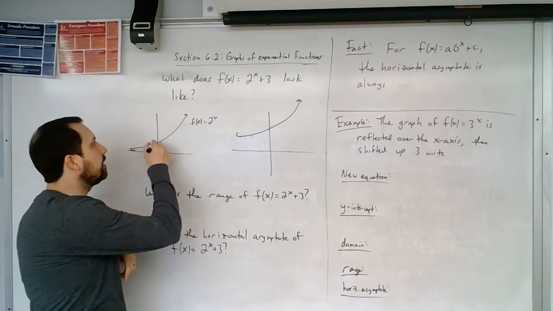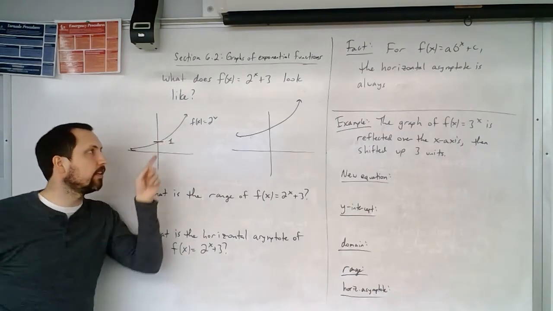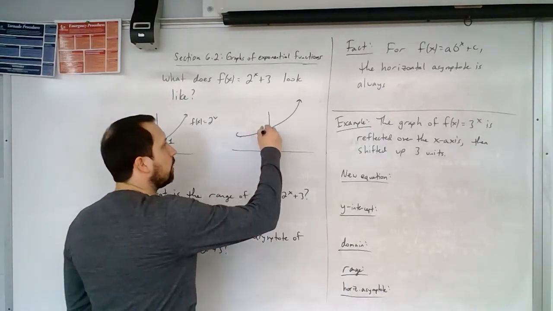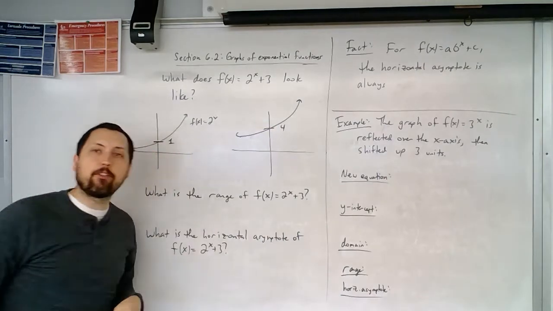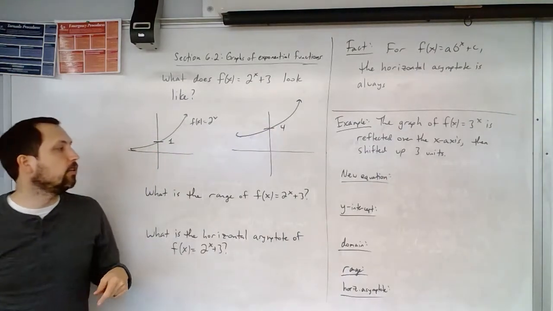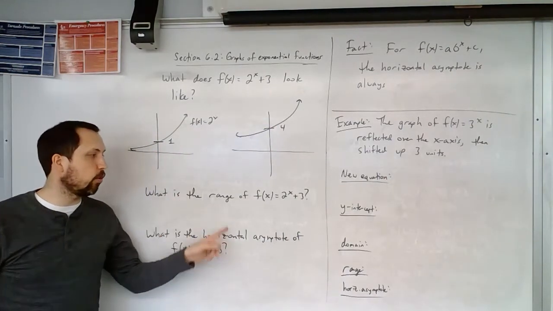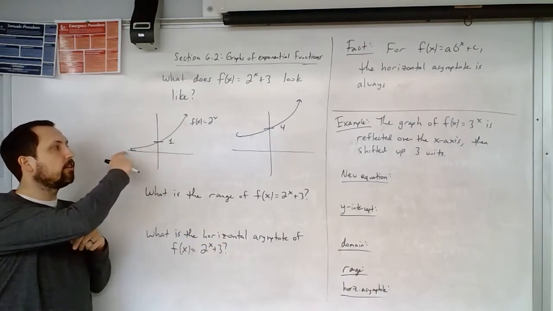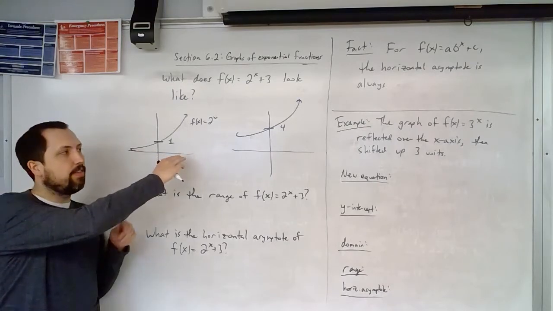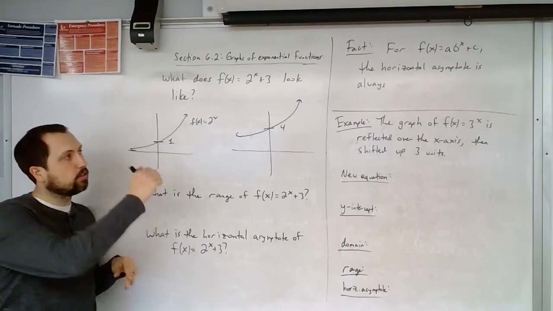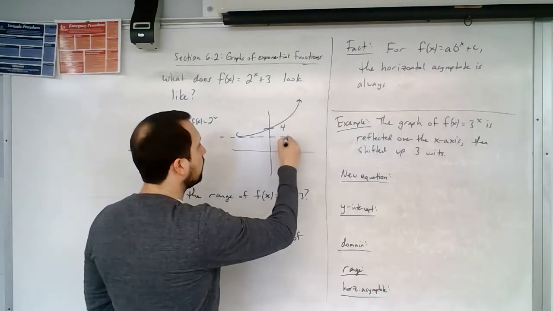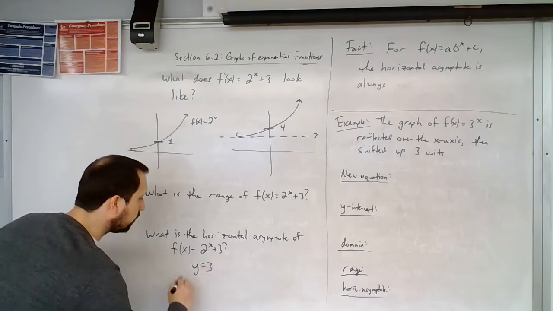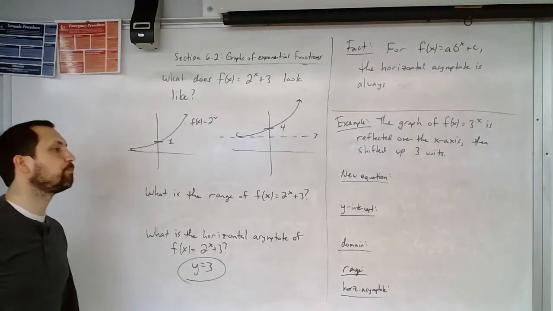That includes this y-intercept. We saw that happened at 1. If that's being shifted up 3 units, that means it's going to happen over here at 4. Then if we ask questions like the range and the horizontal asymptote, we see the same thing takes place. The horizontal asymptote was at y equals 0, and that is now being shifted up 3 units. So we now have this horizontal asymptote at 3. The horizontal asymptote is the horizontal line y equals 3.